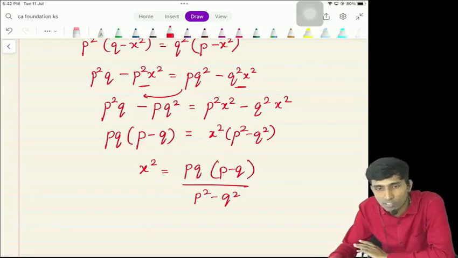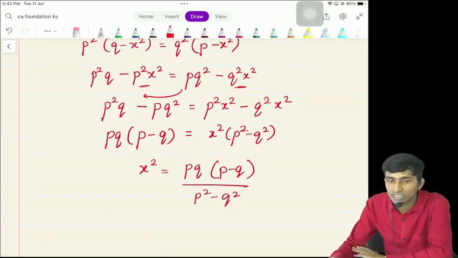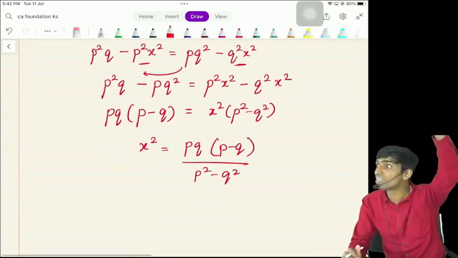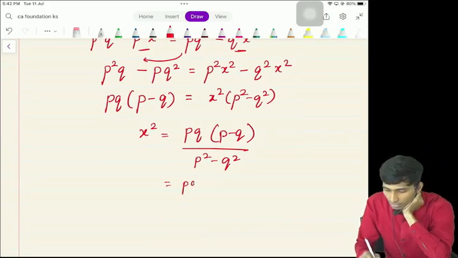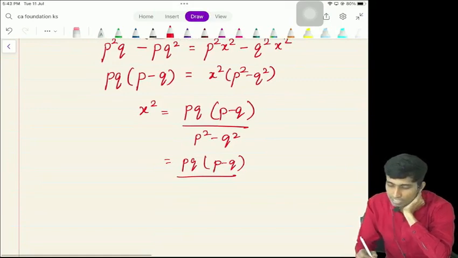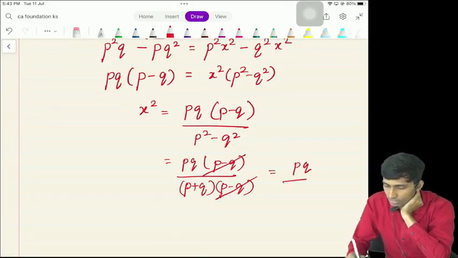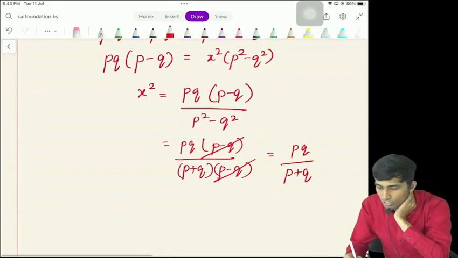Stop here, check the option. No, it is not there, right? It is not there. So what can I do? Identities. A square minus B square is what? Yes. P minus Q, numerator as it is. P square minus Q square is P plus Q into P minus Q. Dish, dish, gone. What is left? PQ upon P plus Q. What is your option? Wow.